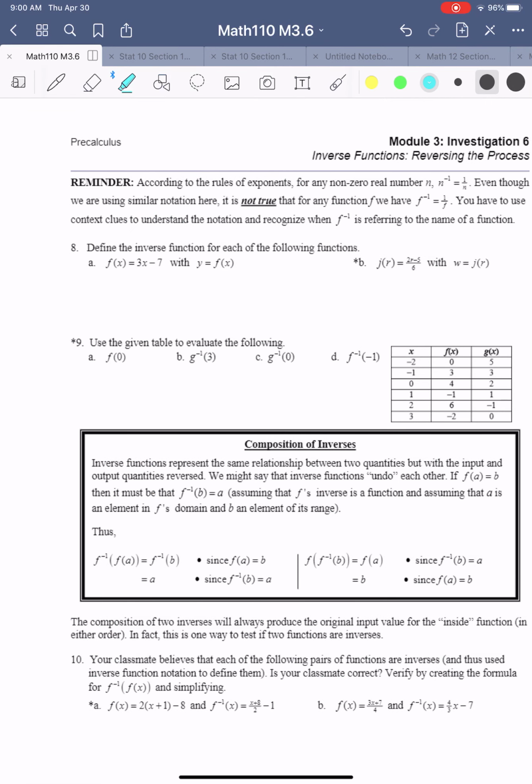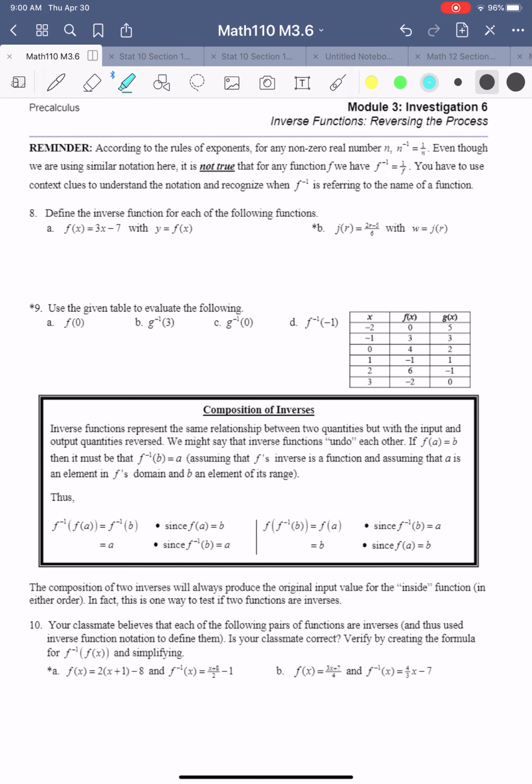So in number 9, we want to evaluate the following, okay? So you got to see what it is. So f of 0, the 0 is the input. In a normal function, any number inside is the input. So when you have an input, you're looking for the output from those functions, okay?